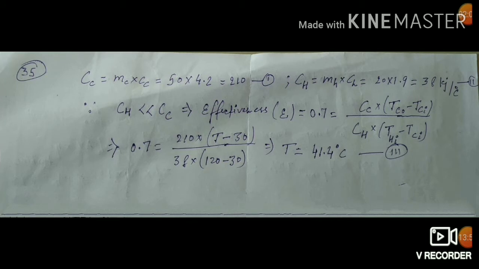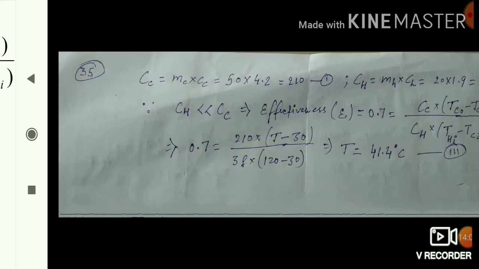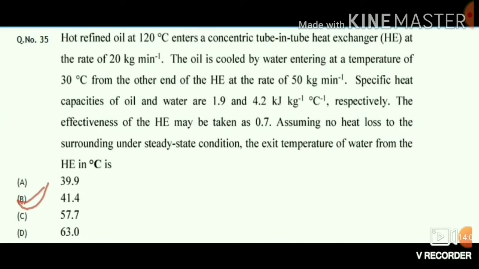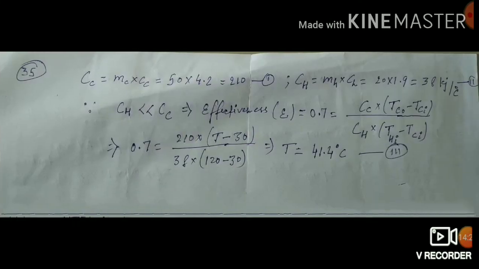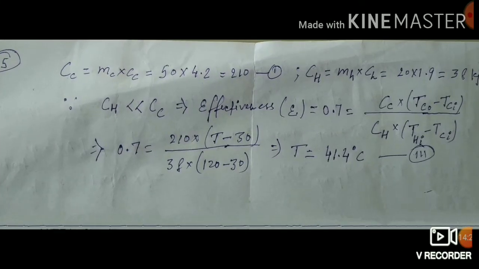You see here that in the solution, many people are confused whether Cc value or Ch value is the specific heat value, the specific capacity value. No, it is clear that Cc and Ch values are not the specific capacity values. These are the product of specific capacity and the flow rate of that liquid. For Cc value I have multiplied mc into Cc, means the mass flow rate of the cold fluid into the specific capacity of the cold fluid. And for Ch value, mh into Ch.